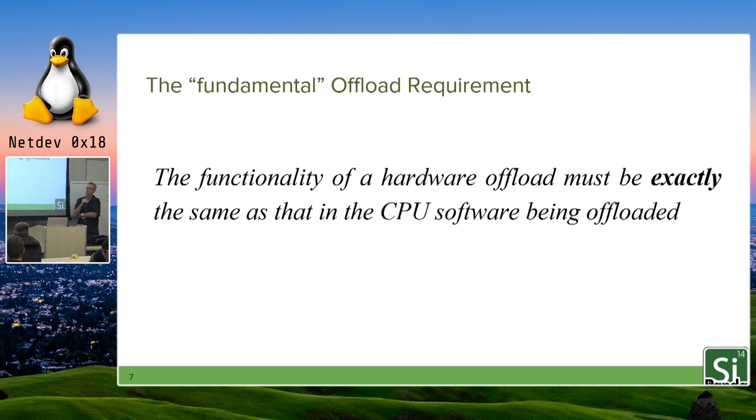So Jamel calls this the digital twin, but I think we want to actually make this a formalized requirement. So my claim is the functionality of a hardware offload must be exactly the same as that in the CPU software being offloaded. So the only way the kernel would ever trust an offload does the right thing is if it knows that offload does the same thing it does. So the only way we could ever trust GRO is if the kernel knows that the device implements the same functionality. There's some caveats there in terms of resources, but functionally, we need this equivalency in order for offloads to work.